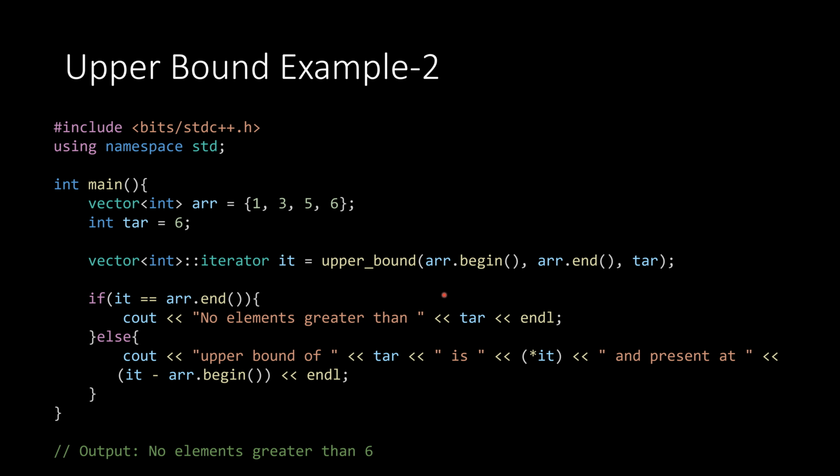And in the next example, you can see that my target is 6 now. You can see the upper bound of 6 is not present because there is no greater element than 6. So it is going to return the end iterator, the end of the array. So no elements greater than 6.